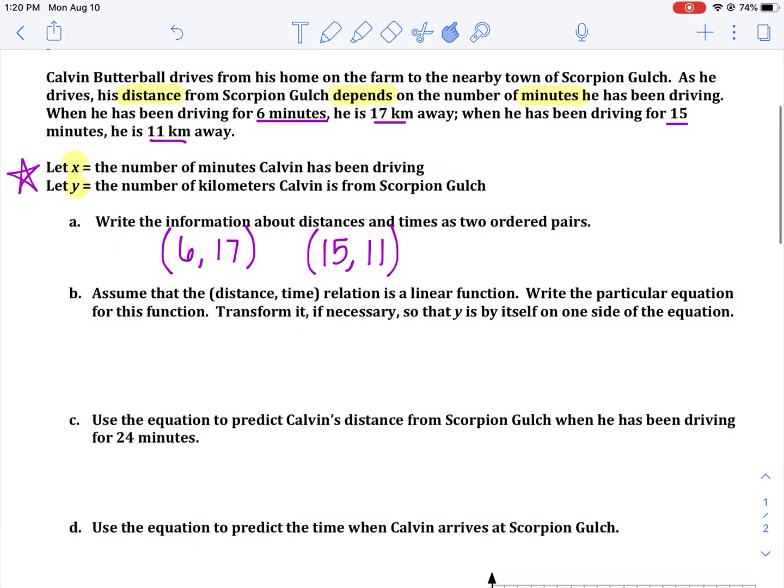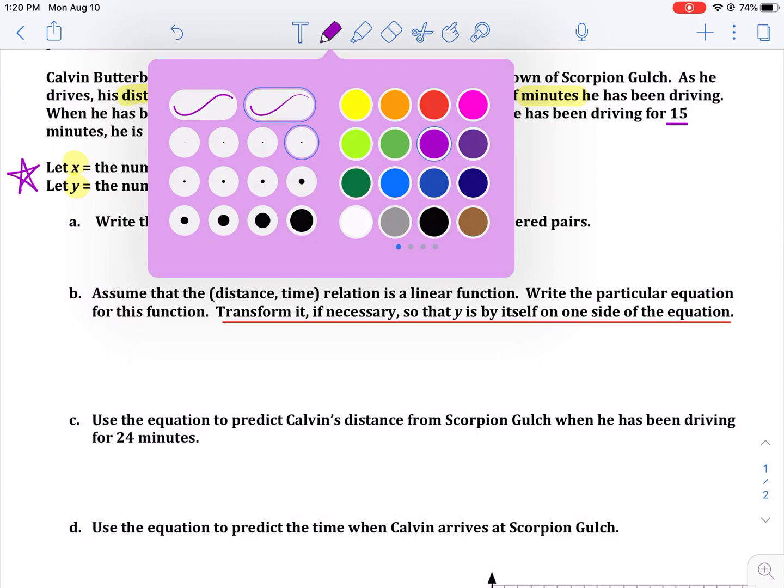Okay, next, part B. Assume that the distance, comma, time relation is a linear function. Write the particular equation for this function. Transform it if necessary so that the y is by itself on one side of the equation. Now think back to when we talked on day 4. If we don't tell you what form to plug into, find any form, your favorite form, plug it in. This time, we tell you, once you find it, you need to transform it so that the y is by itself. Little details here that you want to make sure you pay attention to.